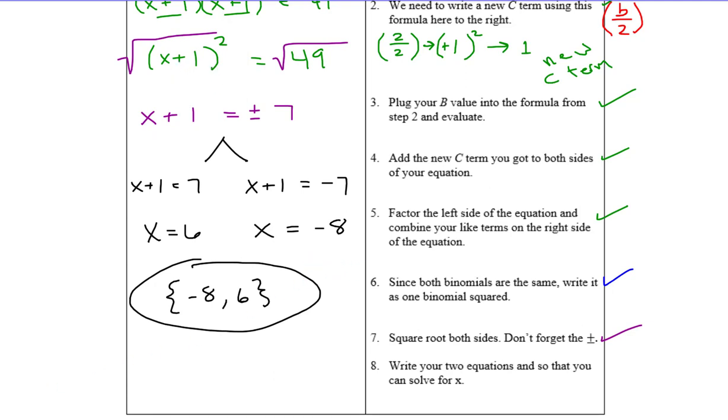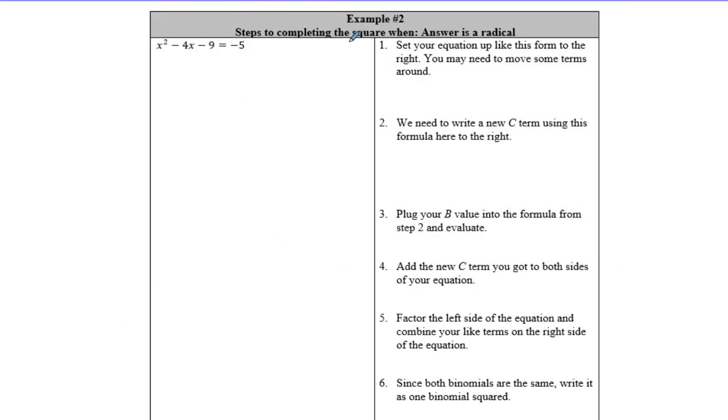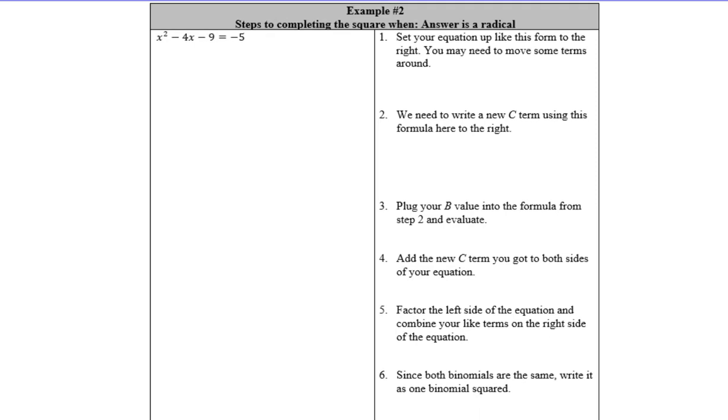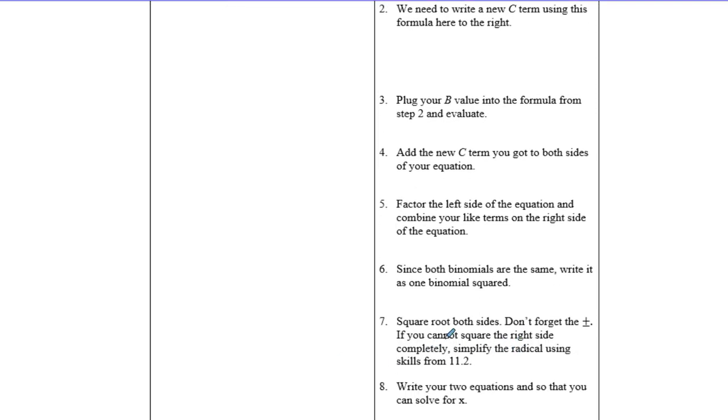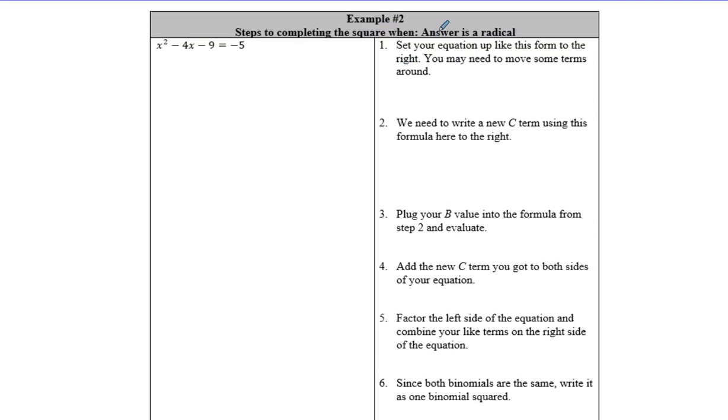Alright, so I have one last example for us, and this is our steps to completing the square when our answer is a radical. So if you can see here, all of our steps are the same, except we have one extra little spot right here. Alright, so let's go through this together.